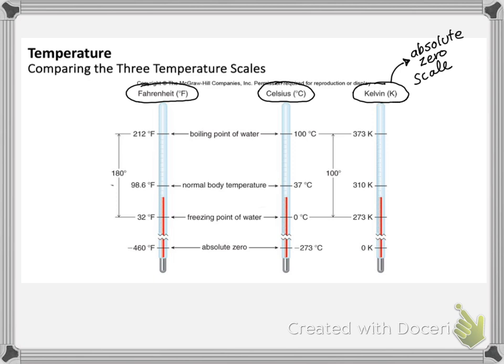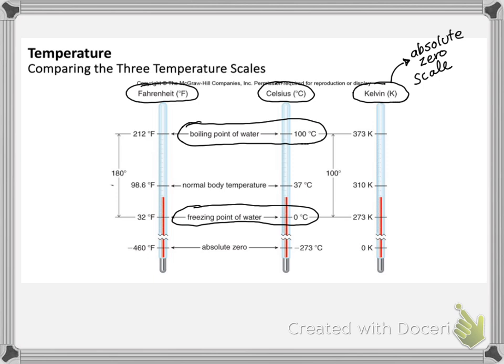Now, there are numbers on this just for reference, but as far as learning and memorizing, there are 2 numbers I want you to know. And that is the standard boiling point of water is 100 degrees Celsius. And the freezing point of water is 0 degrees Celsius. So I want you to know those 2 temperatures, the boiling point and the freezing point of water in Celsius.